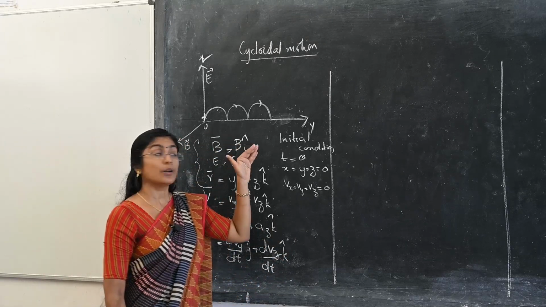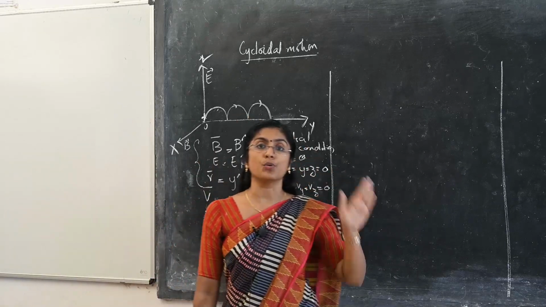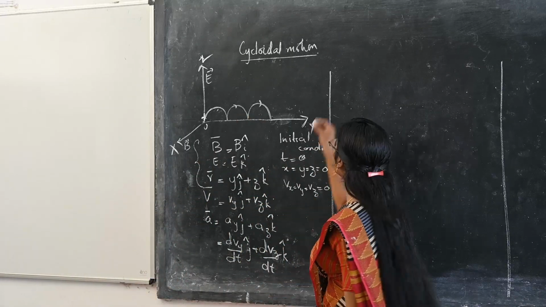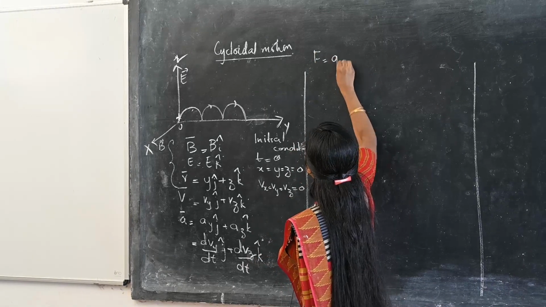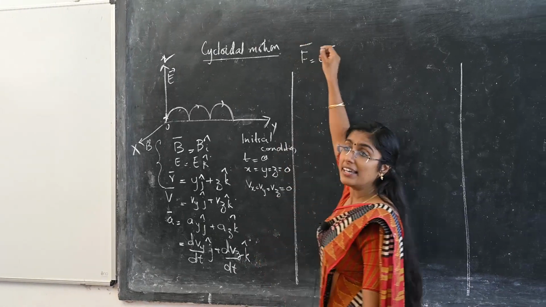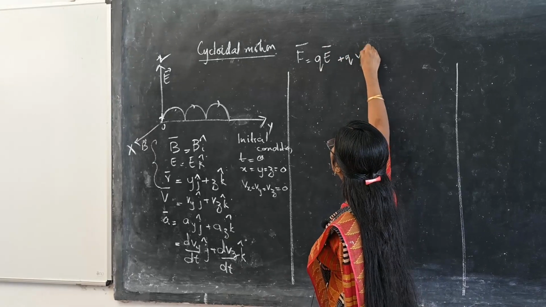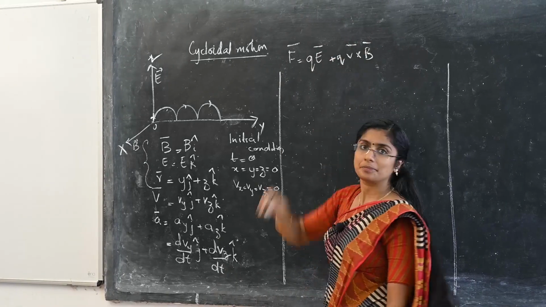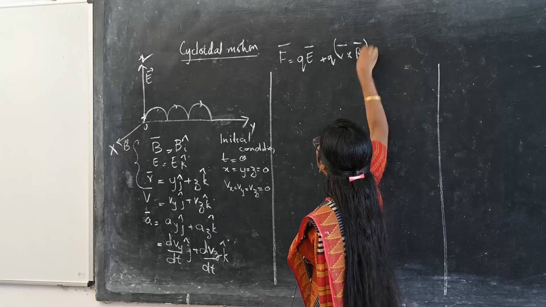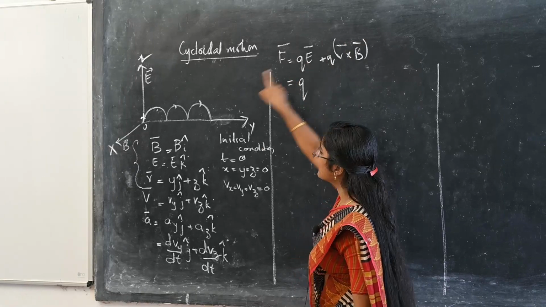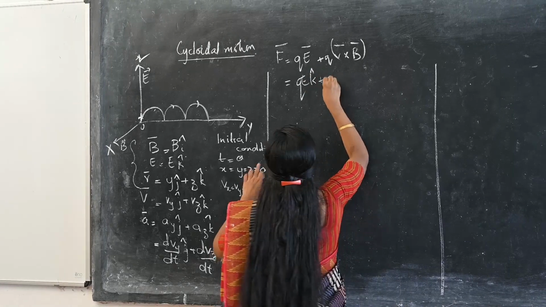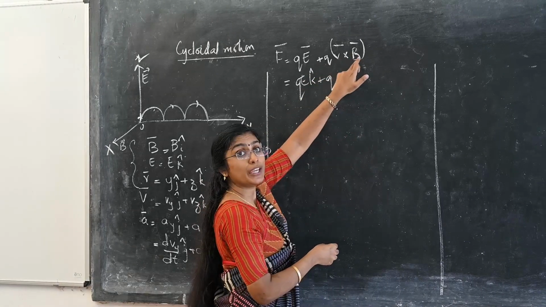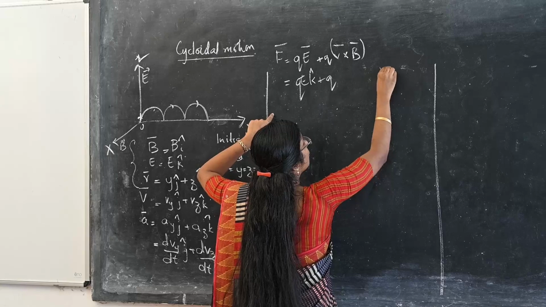Now, I am going to write down the total Lorentz force acting on the charged particle. F is equal to a force due to the electric field and a force due to the magnetic field. So, I am going to replace this with QE k cap plus Q into V cross B.